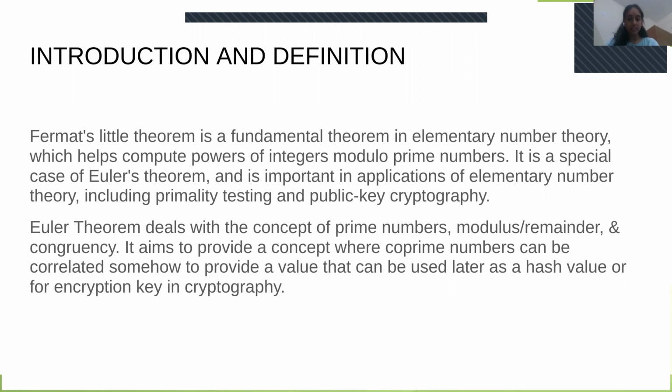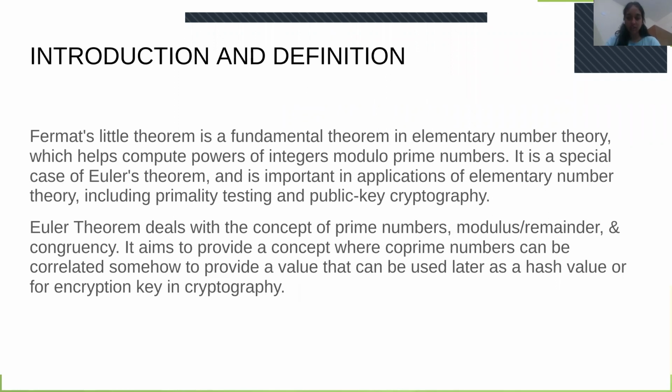Euler's theorem deals with the concept of prime numbers, again, modulus, remainder, and congruency. It aims to provide a concept where co-prime numbers can be correlated somehow to provide a value that can be used later as a hash value or for an encryption key in cryptography.